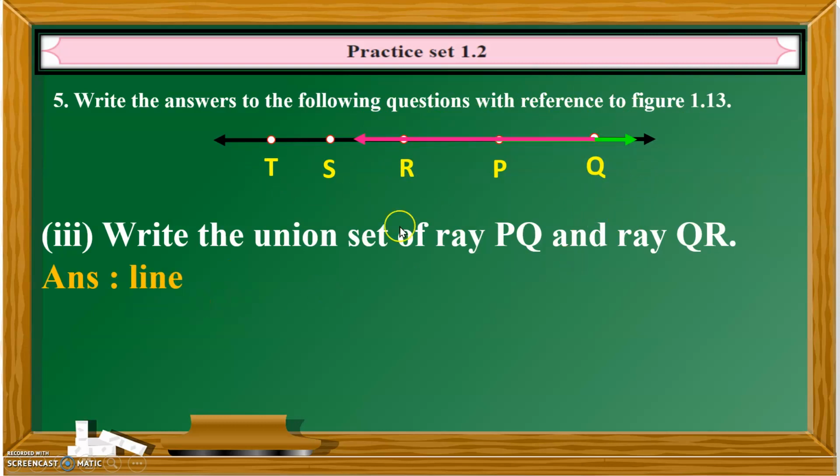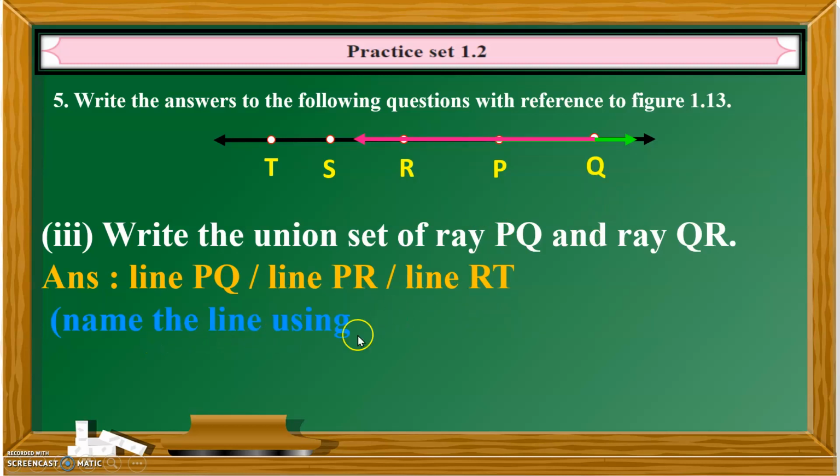So you can have line PQ, the answer could be line PR, this could be our line RT, it could be anything. For this question, you can name the line using any two alphabets on the line. Okay, students, all of these are not expected. Any one answer is expected. So your answer would be any one of them. There are various other ways in which you can write this.